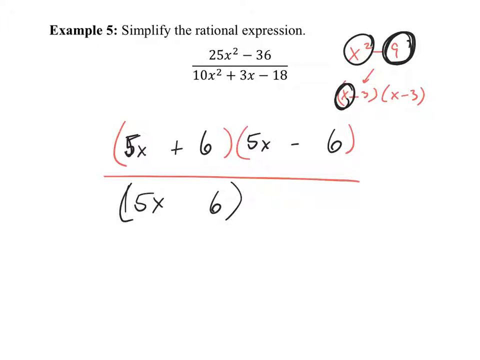Now, let me give you a little trick. For those of you that don't want to deal with AC method, if you know that 5x is going to be here, what must this binomial start with? If I write out my other one, Francisco, it's got to be 2x. Because 5x times 2x gives me the 10x squared right in the front in that denominator.